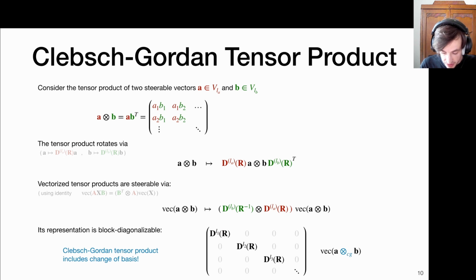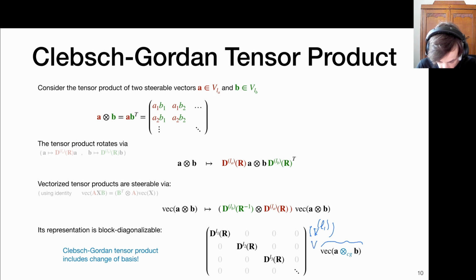Okay, so the idea is that this vectorized tensor product gives us a part of this vector which transforms with frequency L1.